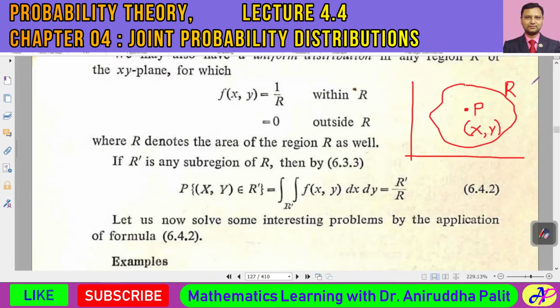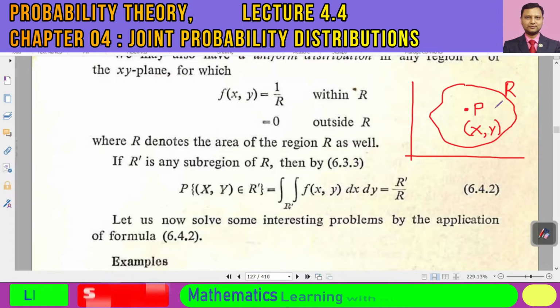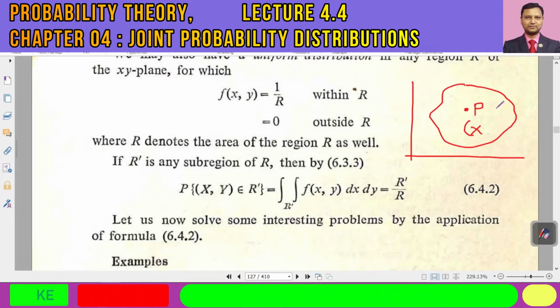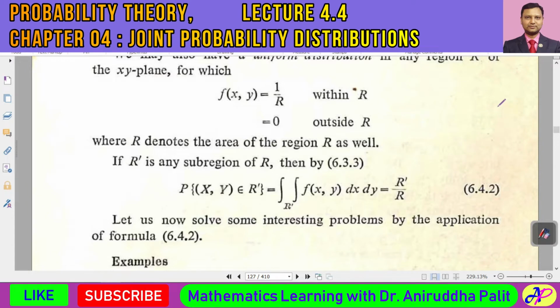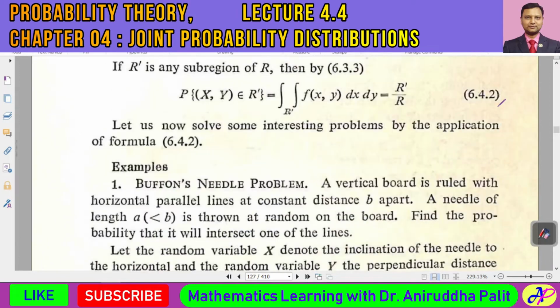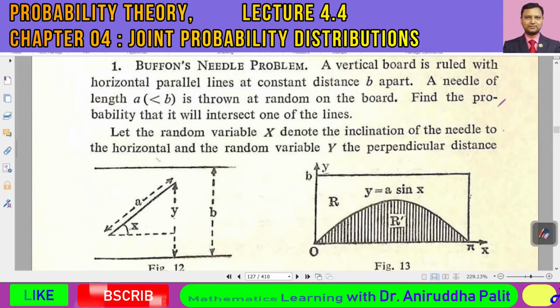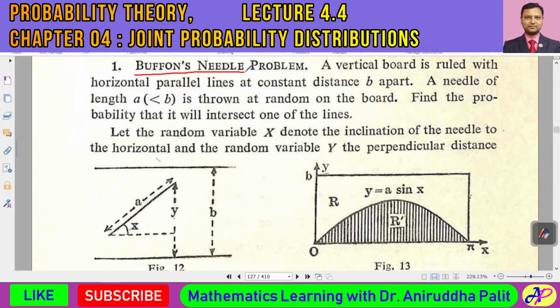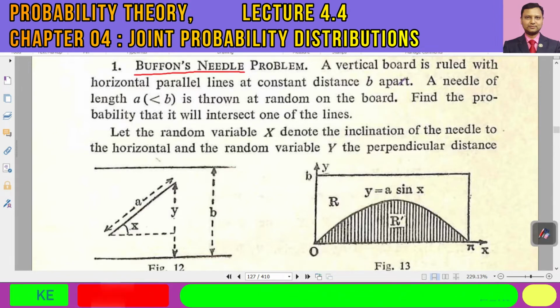So if any point is chosen arbitrarily on a straight line or on a segment of the surface, in that case, these points follow uniform distributions. Okay, let's make it clear by considering one or two examples over here. Consider this example. This is known as Buffon's needle problem. What does it say?